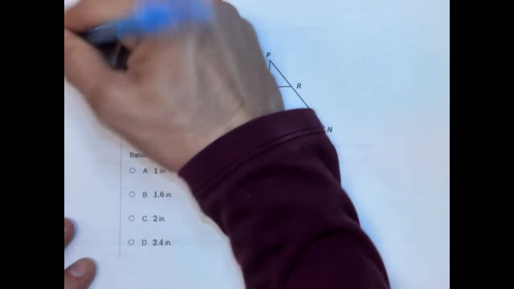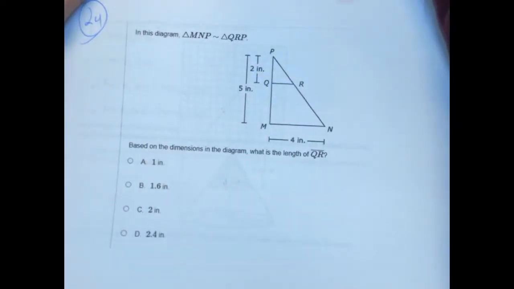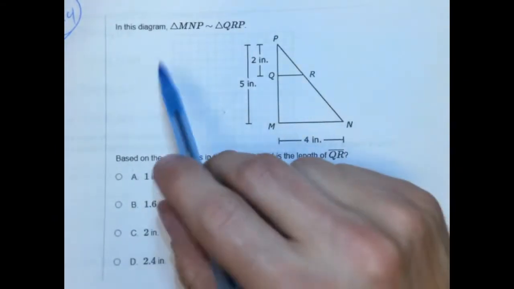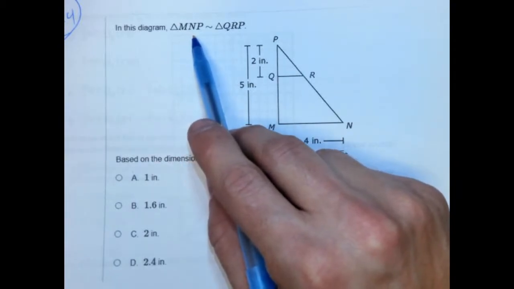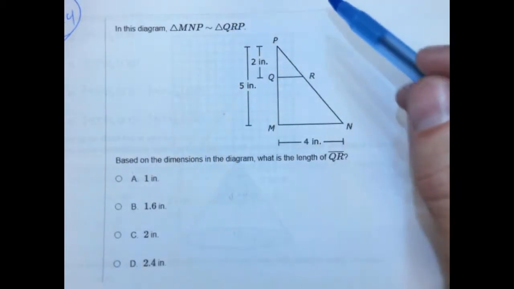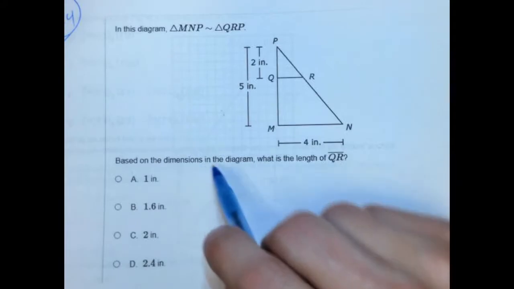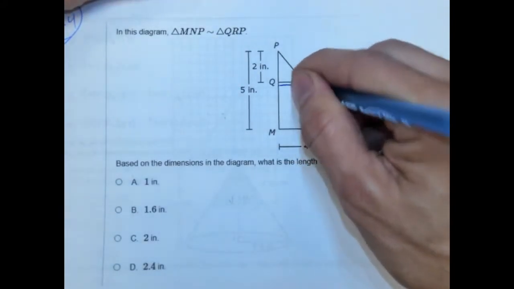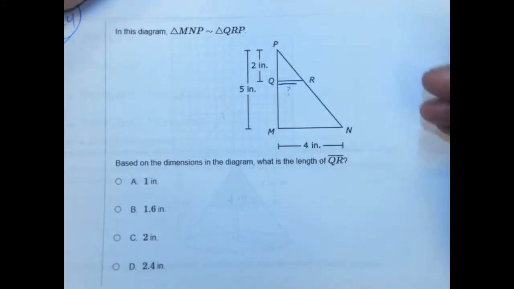I believe this is the similarity problem. Yes, it is. Okay. So for those of you in my geometry class right now, we're learning about this. So in this diagram, triangle MNP is similar to triangle QRP. Based on the dimensions in the diagram, what is the length of QR? So we're looking for this distance right here. We're wondering what that is.